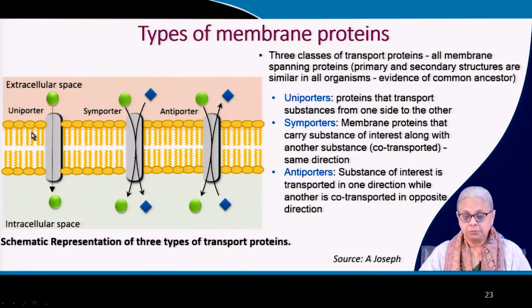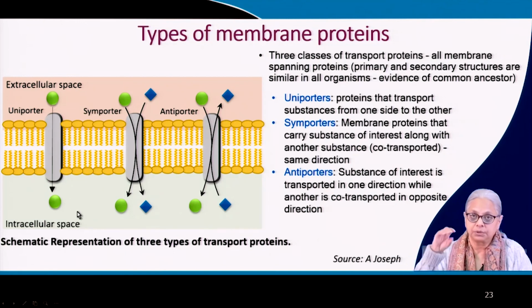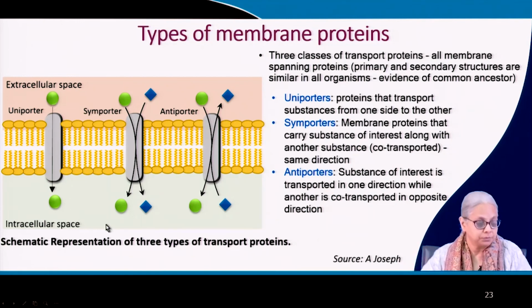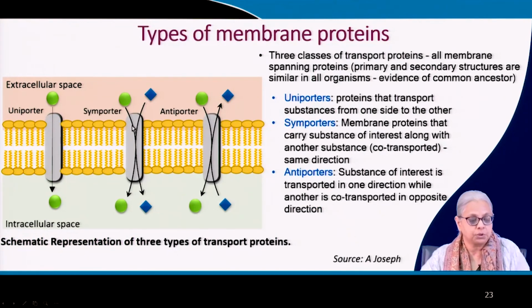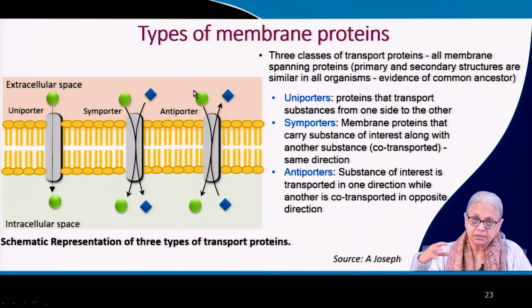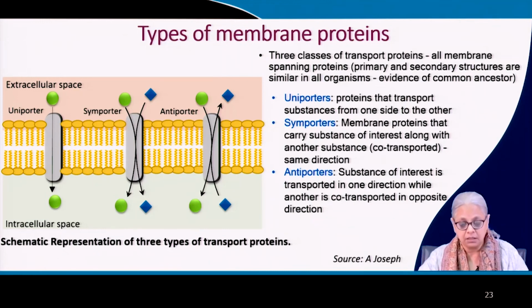So let's take a look at uniporters. Uniporters are proteins that transport substances from one side to another. So that is a simple transport mediated by the uniporter protein. Then you have a symporter, where two substances are brought into the cell together. I'll show you examples of all of this. And finally, we have the antiporter. Antiporter means one substance comes into the cell and another substance has to be thrown out of the cell.